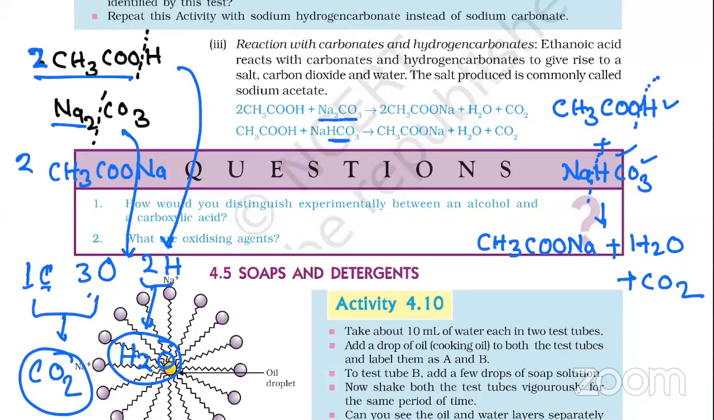Okay, so what is the answer for the first question? Okay, wait, let me check. Wait, I'm checking.